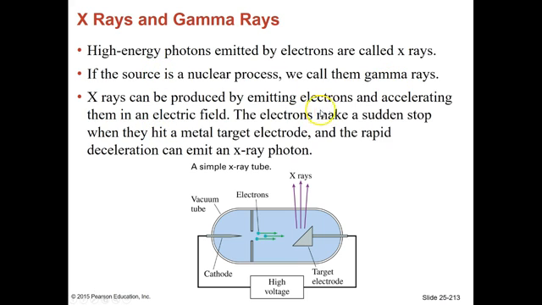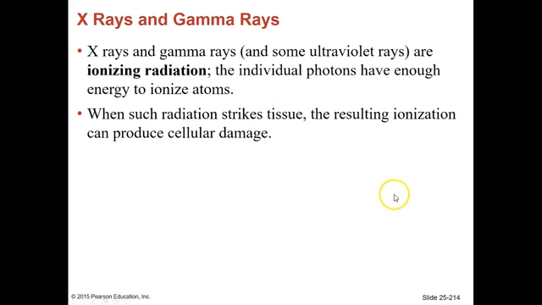X-rays can be produced by emitting electrons and accelerating them in some sort of electric field. This is what we would do if we want to make an X-ray tube in order to take X-rays of a patient. Those electrons make a sudden stop as they hit this metal target, and when they do that, that emits those X-ray photons. So X-rays are just photons of light, just like all the other types of electromagnetic waves. But these have a really small wavelength, really high frequency, and a lot of energy. Hence why we have to be careful with them.